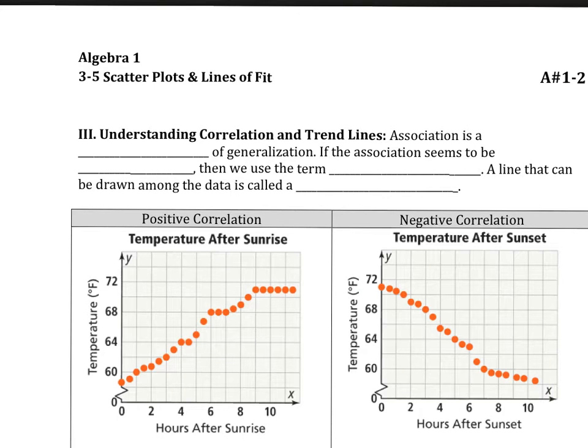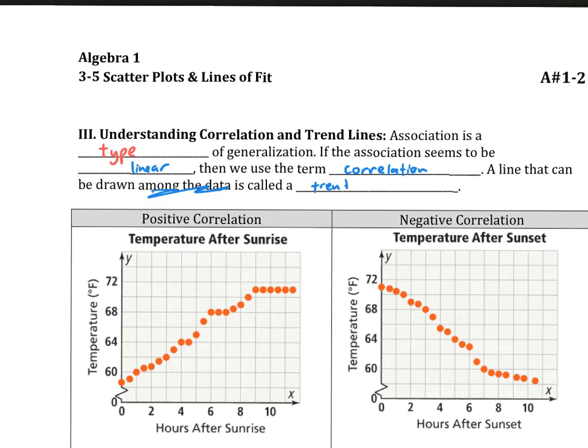All right, so in part 3 here, we're going to understand correlation and trend lines. So as we saw with association, it's a type of generalization. If the association seems to be, so notice these are like B's, and they're all kind of flying. And if it seems to be that the association is linear, then we use the term correlation. A line that can be drawn among the data is called a trend line.